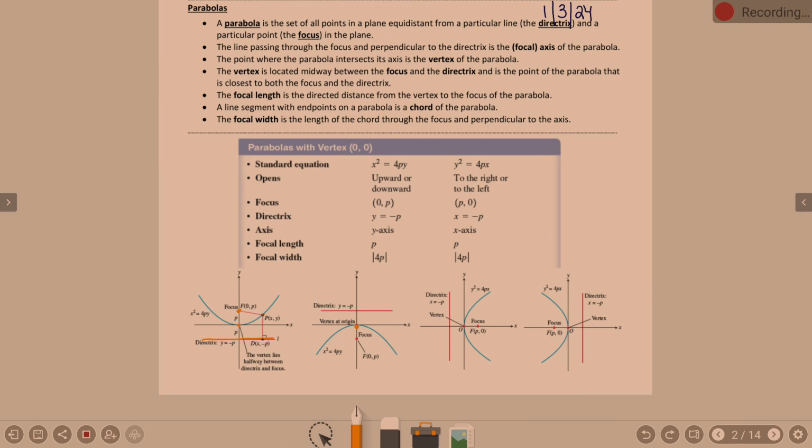And that takes us to the next part. The focal length is the distance from the vertex to the focus of the parabola. So vertex to focus, that is the focal length, and it's noted as P. We haven't talked about the chart yet here, but if you notice, focal length is what? Focal length is P. So that's the distance from focus to vertex.